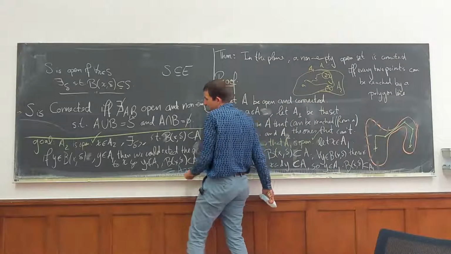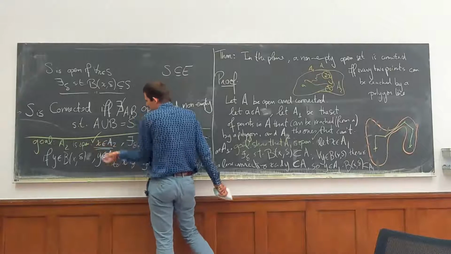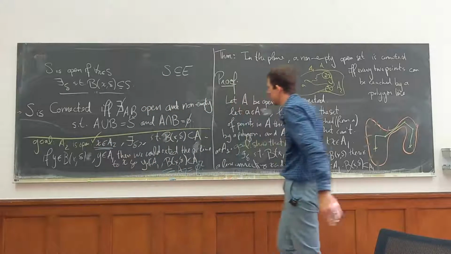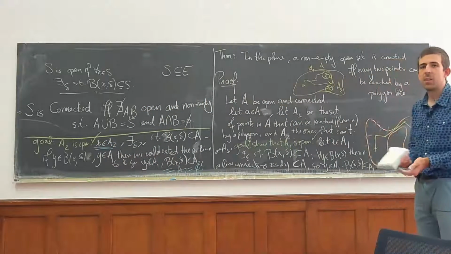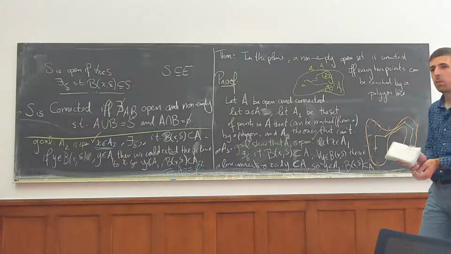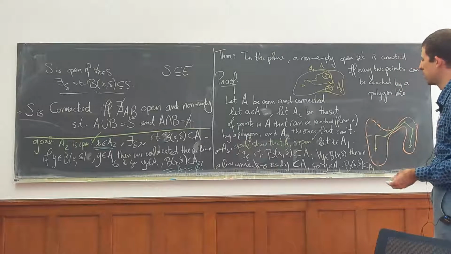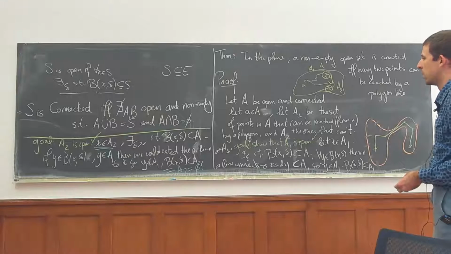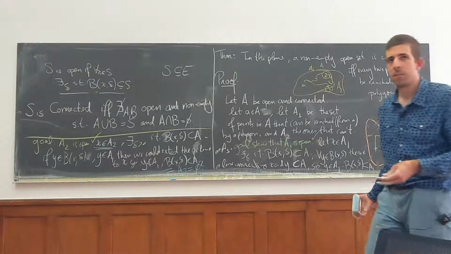What was the part of the argument that was just not right? It's that I can't start by taking a point in A2. Okay, so we proved one side of this implication. Now let's prove the other side.